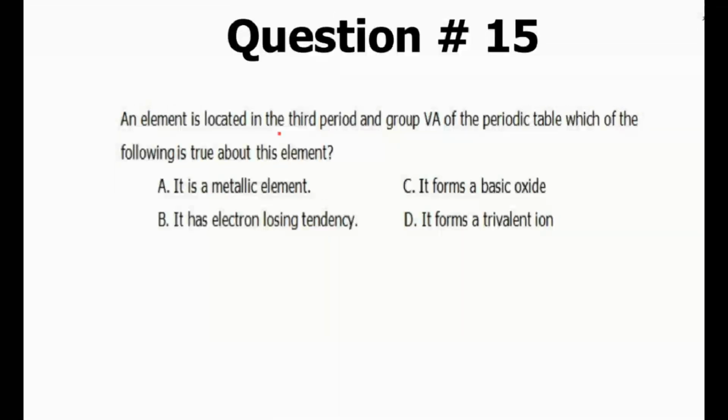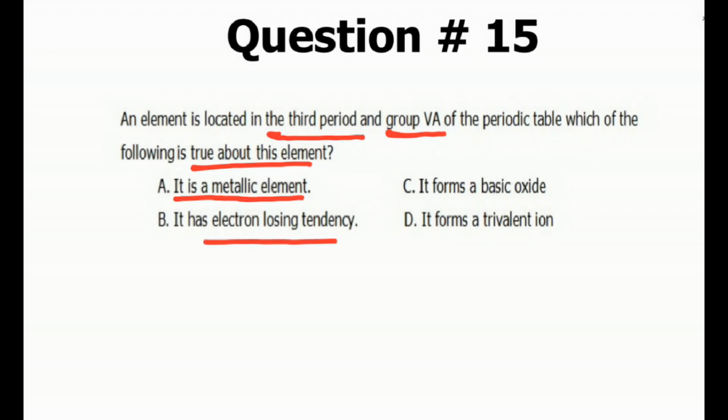An element is located in the third period and group 5 of the periodic table. Which of the following is true about this element? A. It's a metallic element. B. It has electron losing tendency. C. It forms a basic oxide. D. It forms a trivalent ion.